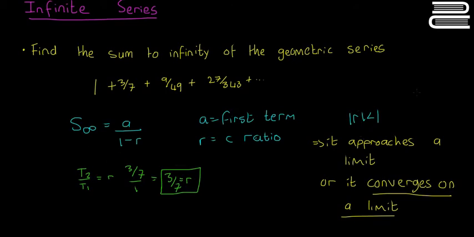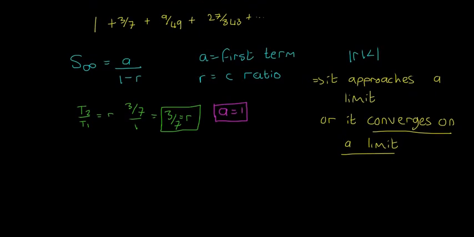Sorry, this is a little bit messy, but we have 1 plus 3 over 7 plus 9 over 49, etc. The common ratio is equal to 3 over 7, and a, our first term, is equal to 1. So I am going to stick that into our formula now, and we'll see what we get as the sum to infinity. So S of infinity is equal to 1, which is a, over 1 minus r, which is 3 over 7.